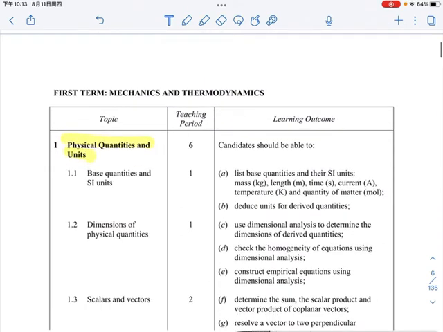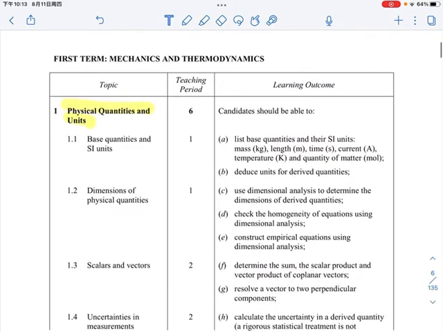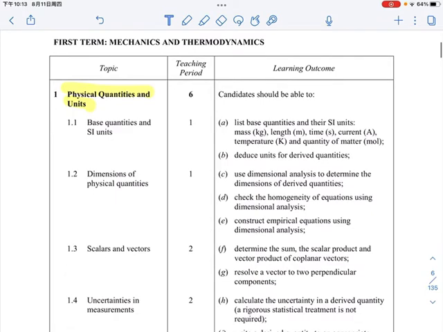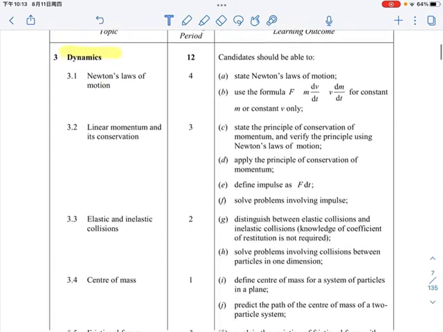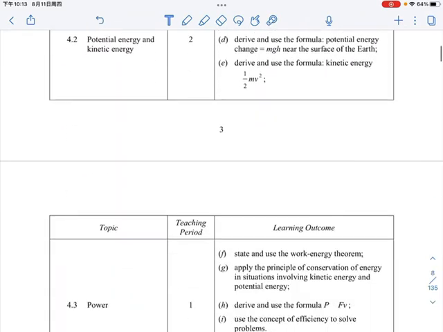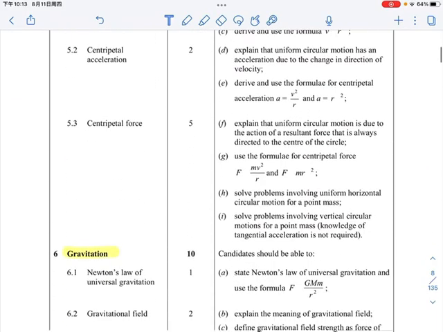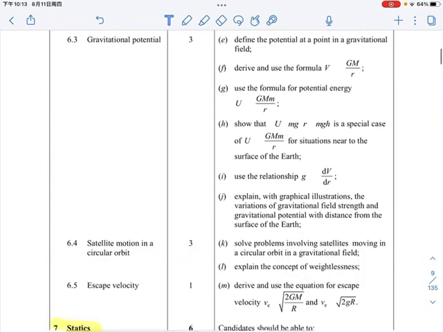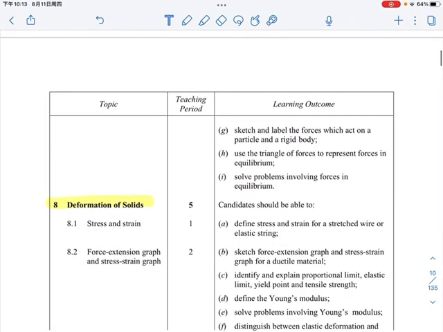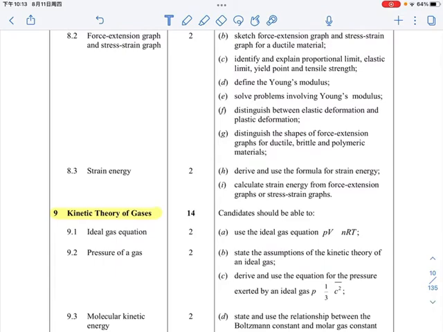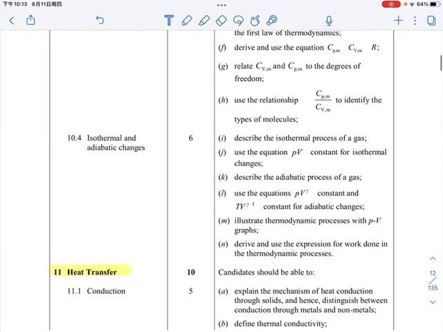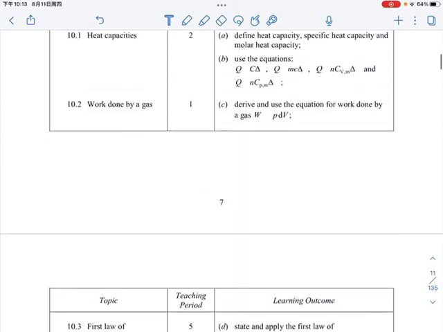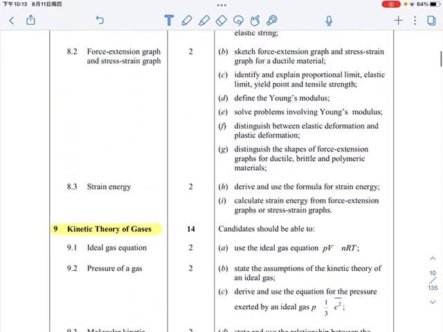In first term, you will have 11 topics. First, the physical quantities and units. Number 2, kinematics, dynamics, work, energy and power, circular motion, gravitation, statics, deformation of solids, kinetic theory of gases, thermodynamics of gases, and heat transfer. Altogether 11 chapters in your first term syllabus.